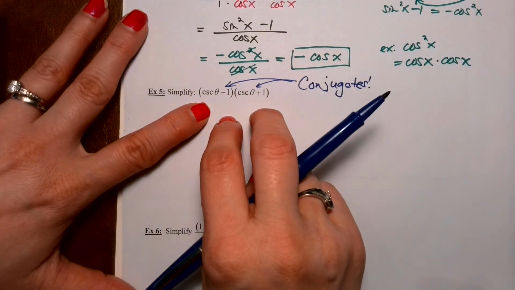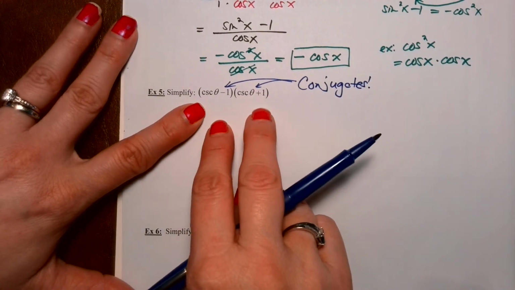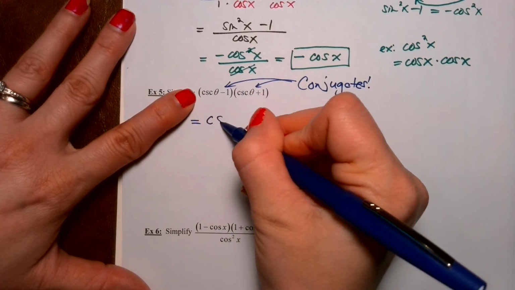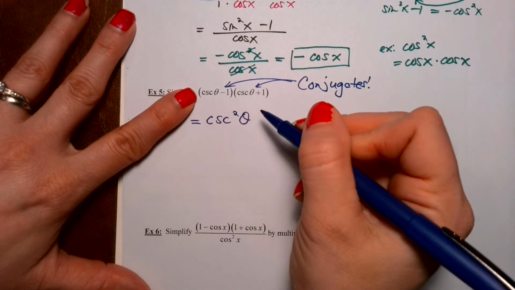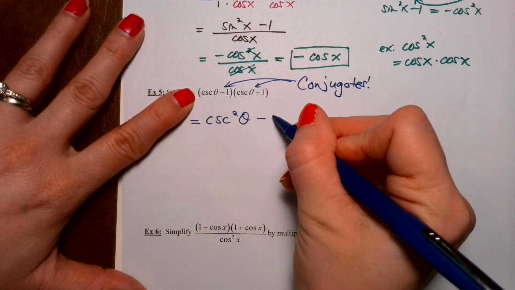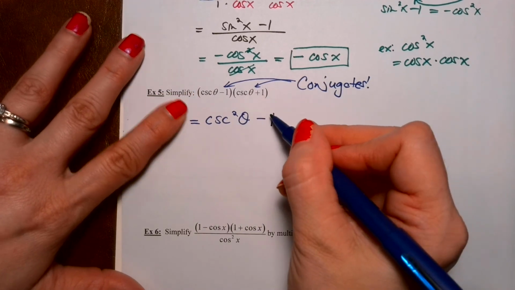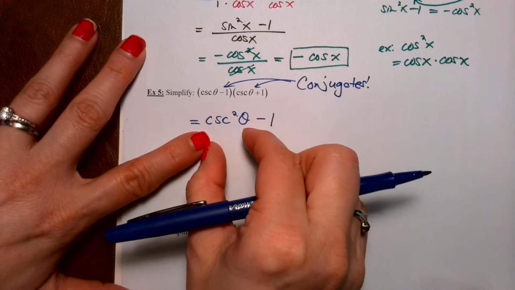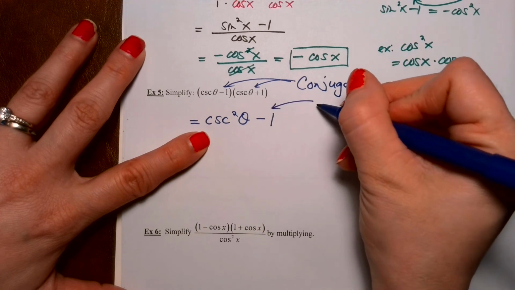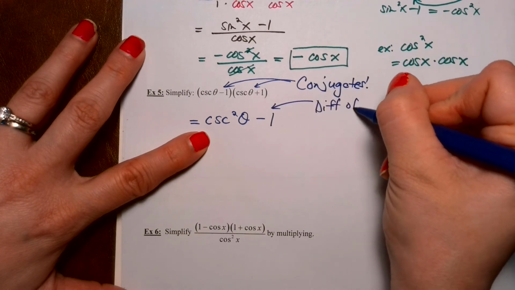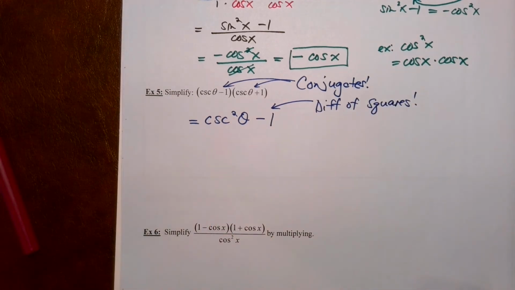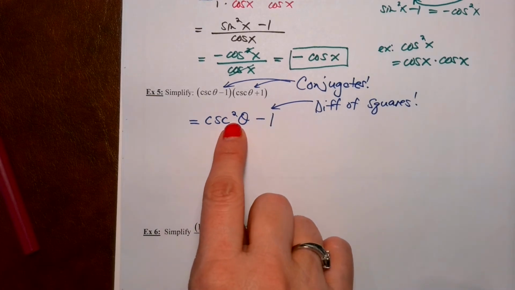Conjugates are so awesome when you multiply them out. So let's go ahead and multiply them out. Firsts would be cosecant squared. Now I'm not going to do the outers and the inners. I'm going to go straight to the lasts. Minus 1. Okay? What is this thing called when it's something squared minus something squared? Yeah, it's called a difference of squares. Difference of squares are so awesome, because something is squared.